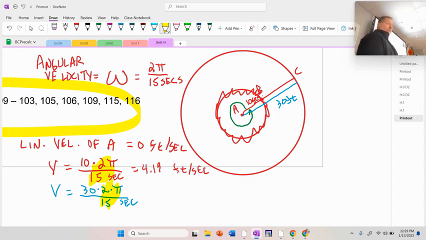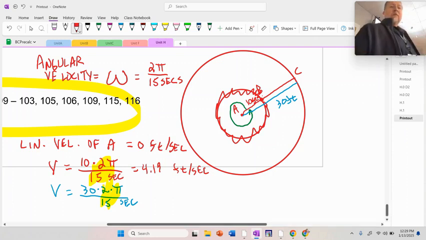What does that end up becoming? I'm just going to keep asking. What does that end up becoming?